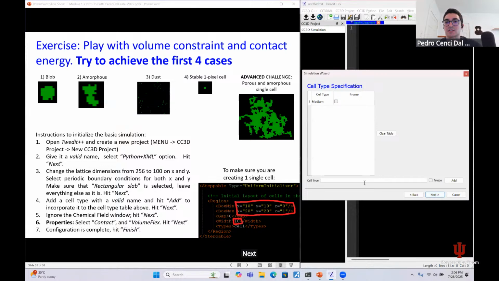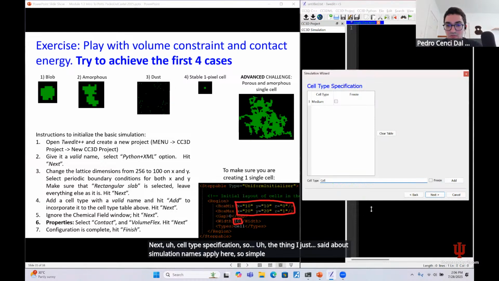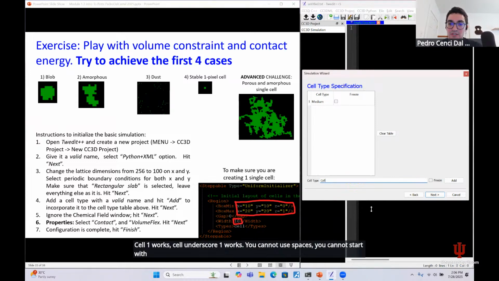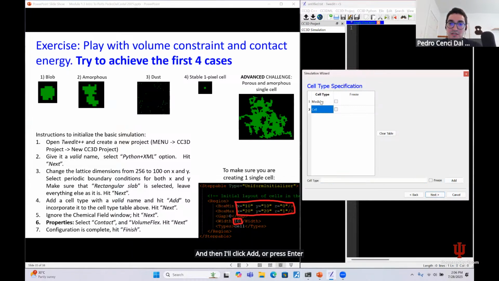Next, cell type specification. So the thing I just said about simulation names applies here. So simple names like cell works. Cell 1 works. Cell underscore 1 works. You cannot use spaces. You cannot start with a number. You cannot use special characters. And then you click add or press enter, and then the cell type shows in the table here. And then next.